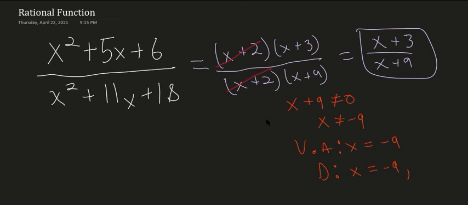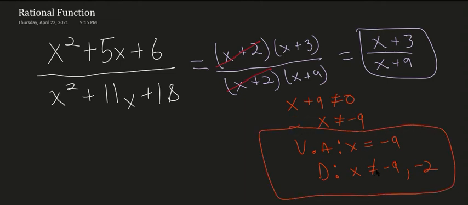And I'll come back to this, but since we canceled out x plus 2, we can also say in the domain, it's x plus 2, but when we set it equal to 0, we get x equals negative 2. So also our domain cannot have x equal to negative 9 and negative 2. So we're done with two things. We have the vertical asymptote and the domain. These two points cannot be in the domain.